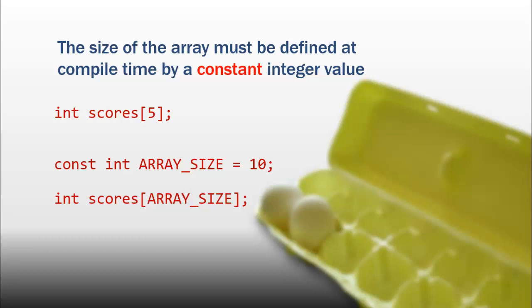So in this case, we see an integer scores 5. That 5 tells it how much space to allocate. A better way of doing this would be to declare a constant, assign a value to your constant, and then use the constant when you are addressing either the size or the subscripts of your array.